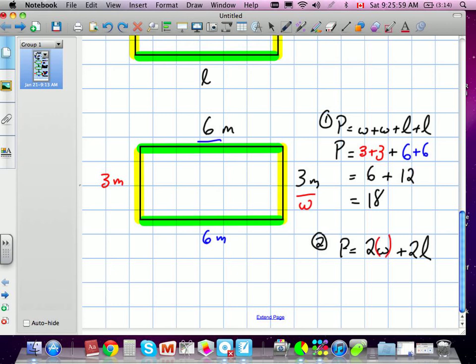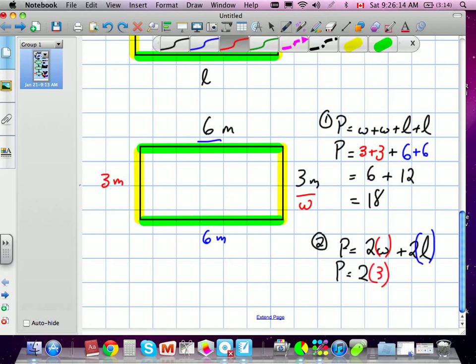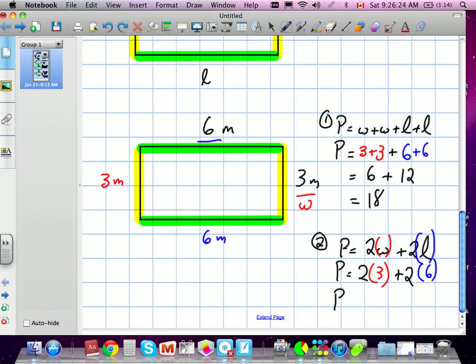So we'll get perimeter is equal to, and this means 2 times 3. Have you seen that before when a number's beside a bracket? Yeah, it means multiplied. Plus 2, and then L is length, times 6. Okay, so let's think of our BEDMAS again. P is equal, what's 2 times 3? 6. And 2 times 6? 12. Okay, before we even go on, see any similarities? We're already at that step again, right? Exact same thing. So P will be equal to 18.